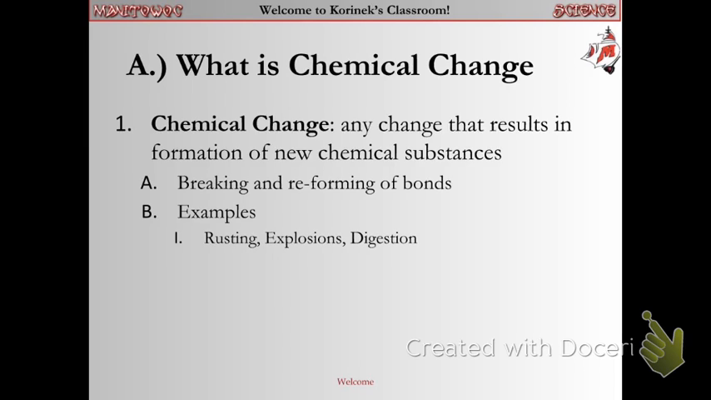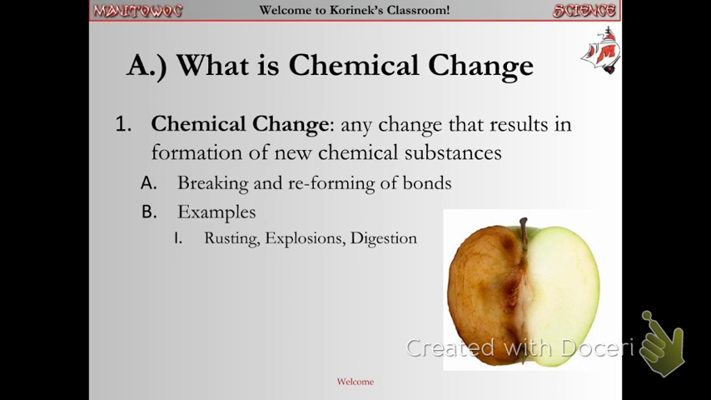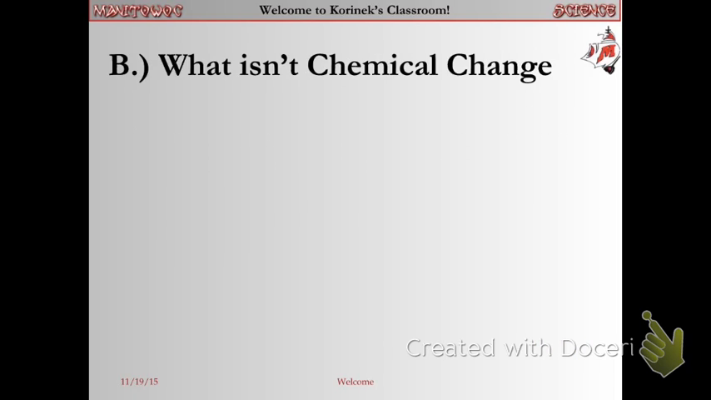Some examples would be the rusting of a substance, the explosion of material, or just digestion of food. I've got the picture of the apple here because rotting or the browning of the apple is also another good example of a chemical change that's occurring. The right side of the apple has been treated with an acid, and so that keeps it from decomposing. The left side has been left untreated, and so it browns like a typical apple. The browning that you see going on is an example of a chemical change.